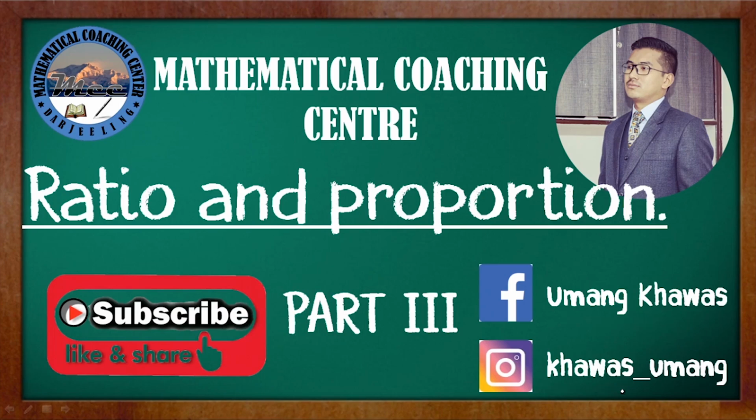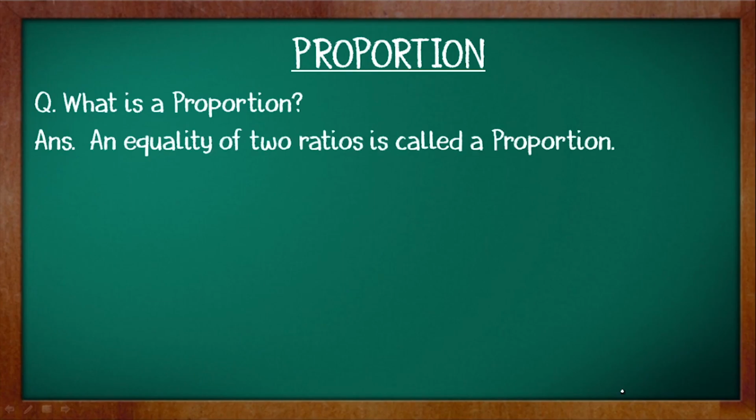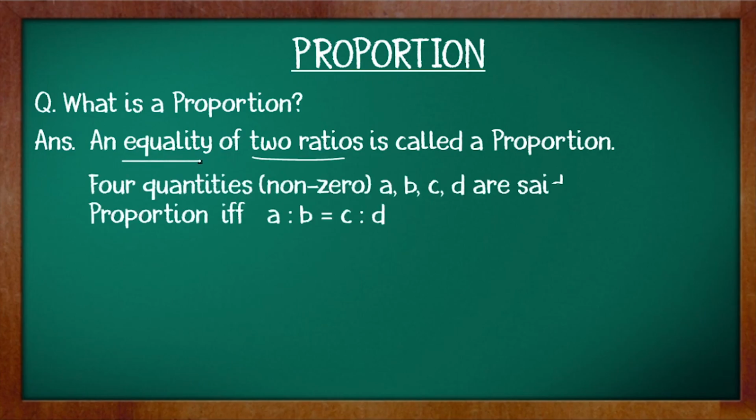So let's begin. Let us see what a proportion is. Equality of two ratios is called proportion. If there are two ratios and they are related with an equality sign, it is said to be proportion. So, two ratios with an equality sign. Let us see further.